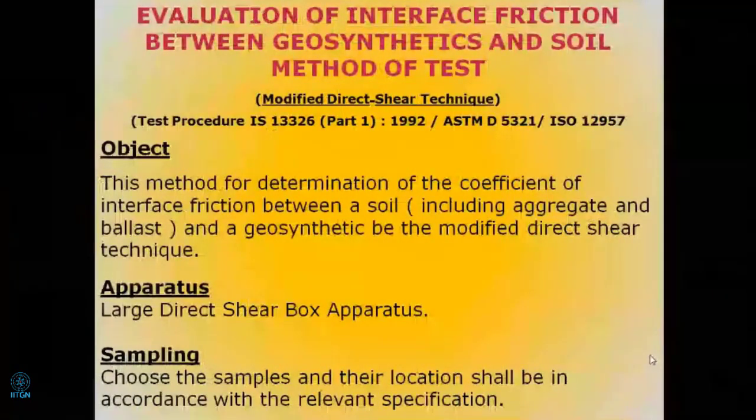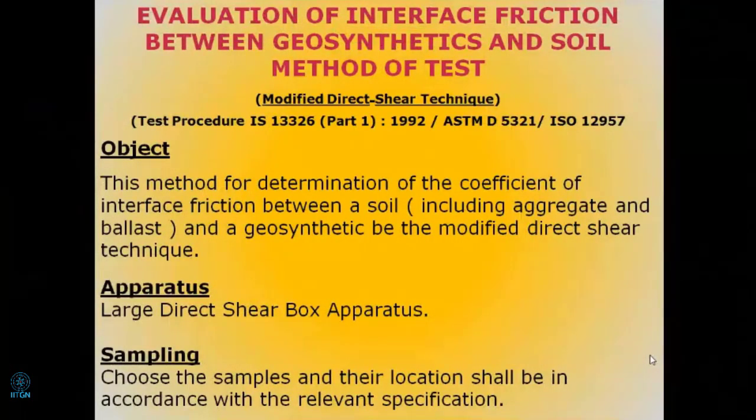So this is the evaluation of interface friction between geosynthetics and soil as per the modified direct shear test. The codal provisions are IS 13326 part 1 as well as ASTM D5321 and ISO 12957. The main objective is to determine the coefficient of interface friction between the soil and the geotextile or geogrid, whatever it may be. So this modified direct shear is also used for soil versus soil interface friction. Here we are using the same equipment with the soil as well as with the geosynthetics, which in this context is geotextile. It is also known as the modified direct shear technique.